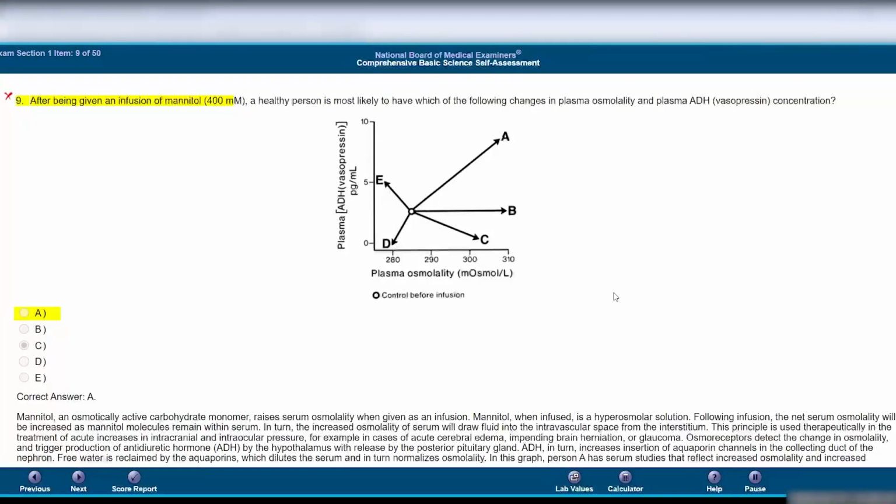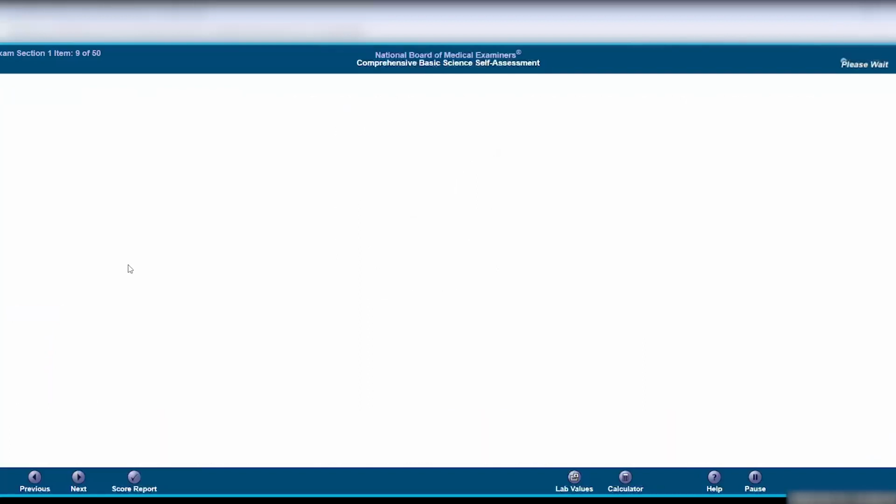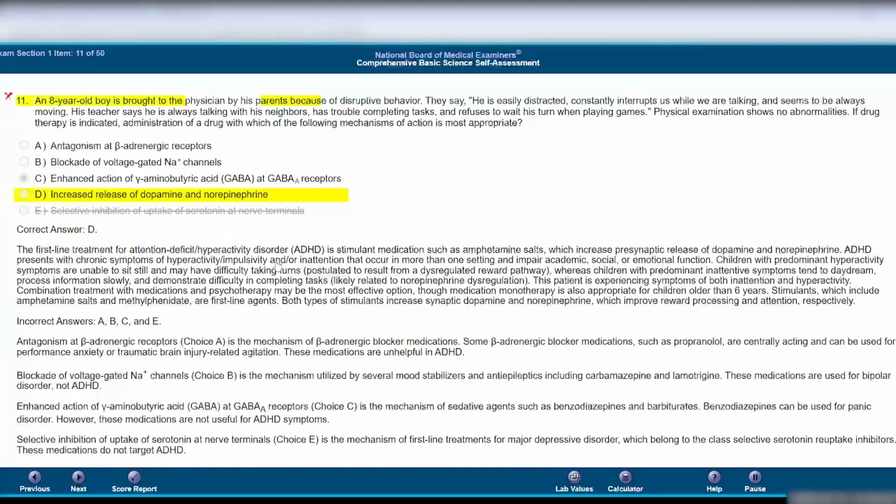You explained that super eloquently, right? Like you said, that's how your body works. If you're too concentrated, if you have too many solutes in your blood, your body's going to be like, I need free water to dilute that. So if you're urinating out all that free water, then your body's going to try to replenish it. So the ADH, which is antidiuretic hormone, reabsorbs free water, right? All right, work me through this one here.